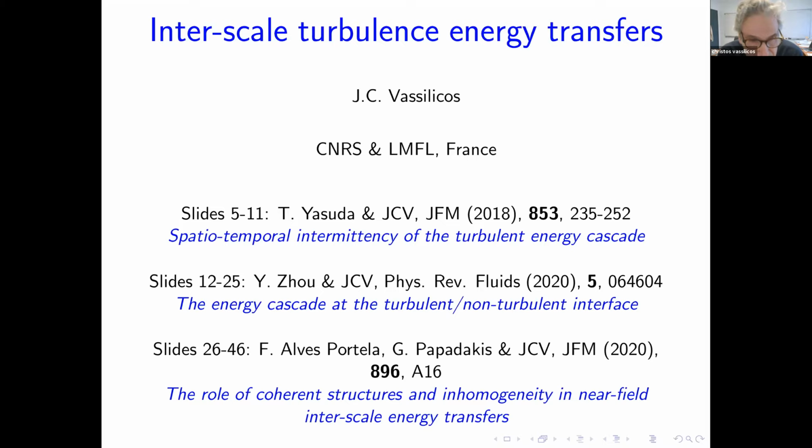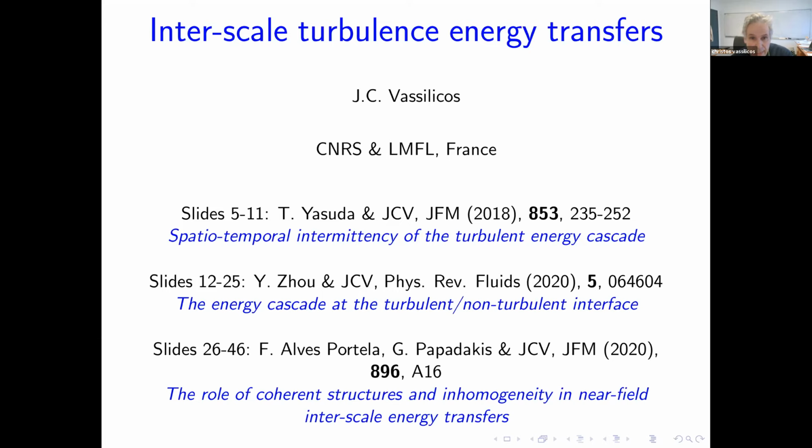And the last 20 slides will be work with Josh Papadakis and Felipe Alves Portela, who was a student with us for a while and is now a postdoc, on the role of the hidden structures and homogeneity in near-field interscale energy transfers. So let me start with the four-slide introduction, if I may.